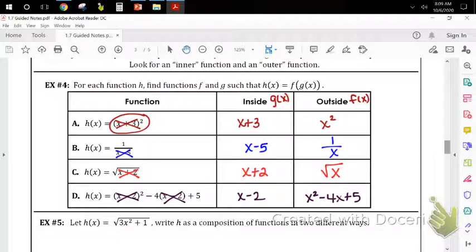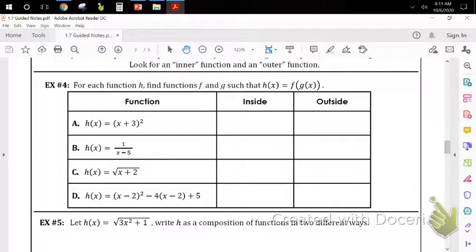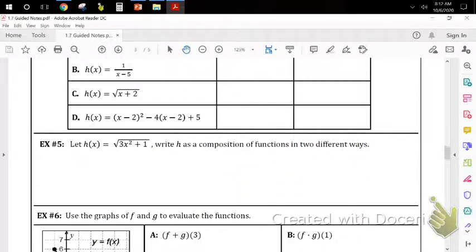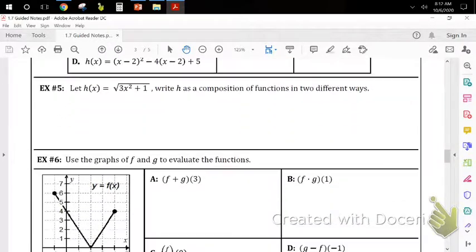But the question is, though, is that the only answer we could get? On these, yes, it was. But look at example 5 here. Example 5 says, let h of x equal the square root of 3x squared plus 1. Write h as a composition of functions in 2 different ways. So sometimes there's more than one answer. That one, each of them was just x. So there was only one answer. So let's look at example 5. Let's find f of x and g of x.